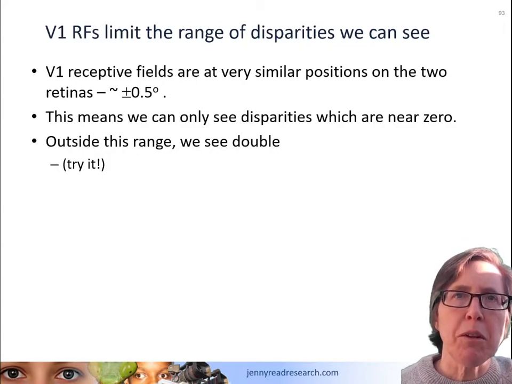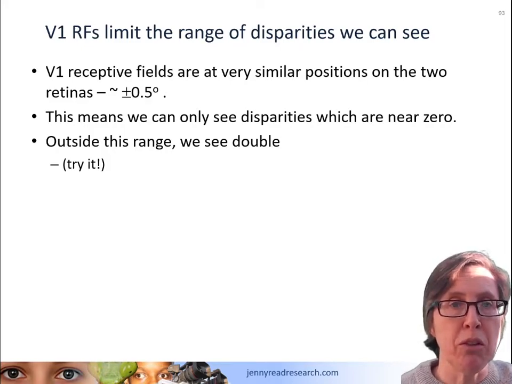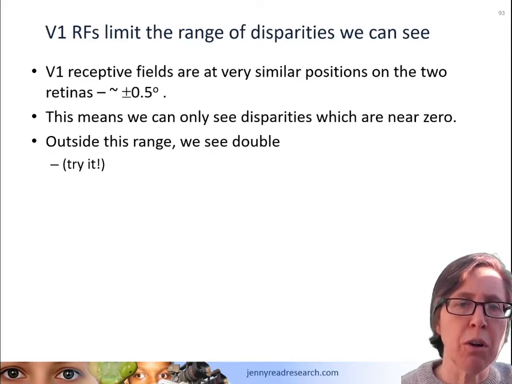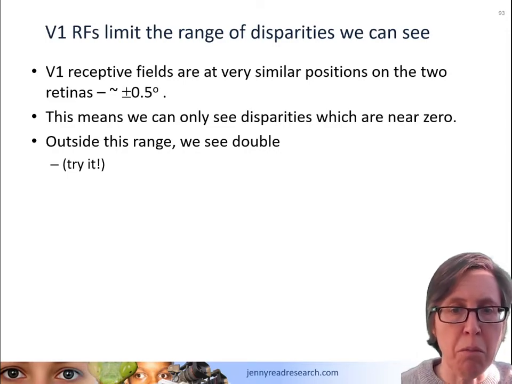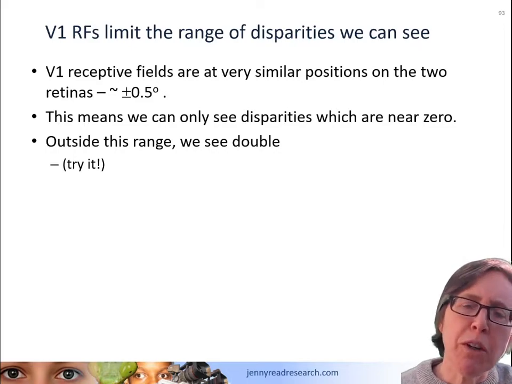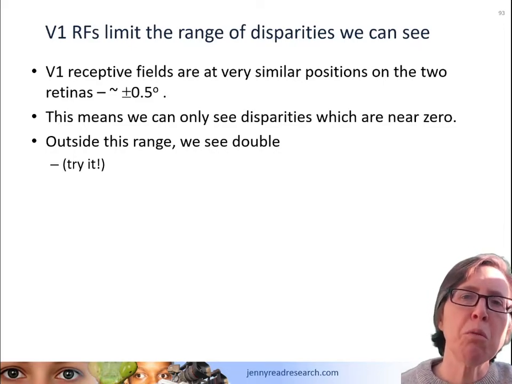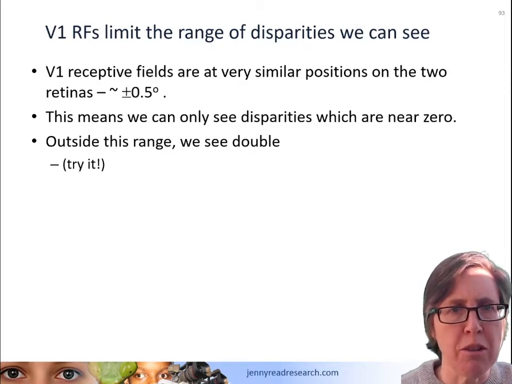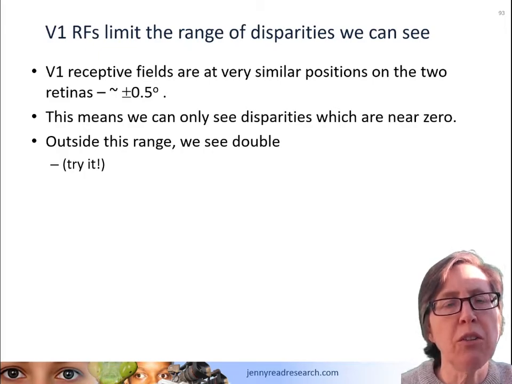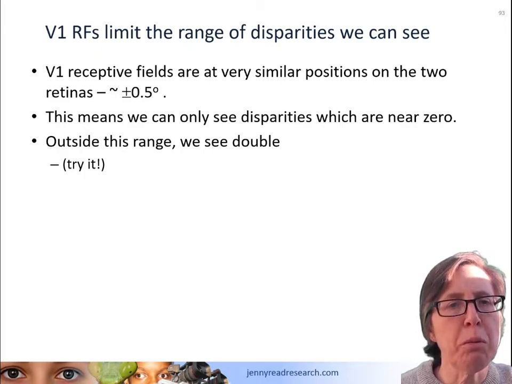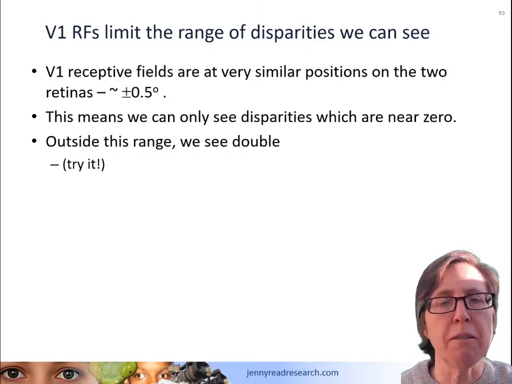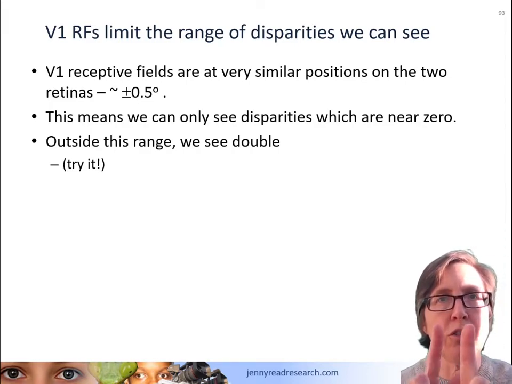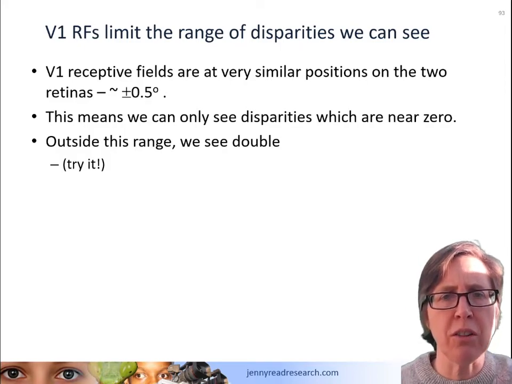Now actually, most V1 receptive fields, when you measure them, are at rather similar positions on the two retinas. They're typically within around plus or minus 0.5 degrees of one another. So if you have one neuron where the left eye's receptive field is, say, 10 degrees from the fovea, the right eye's receptive field might be 9.5 degrees from the fovea or 10.5 degrees from the fovea, but it won't be 5 or 20 degrees from the fovea. So most V1 receptive fields are tuned to rather small disparities, and that seems to be why we can only see or fuse disparities which are near zero. And as we saw before, outside this range, we see double. You can't fuse the images anymore. And we think that's probably because you don't have the V1 neurons that are tuned to such large disparities as you get when you separate the objects in distance.